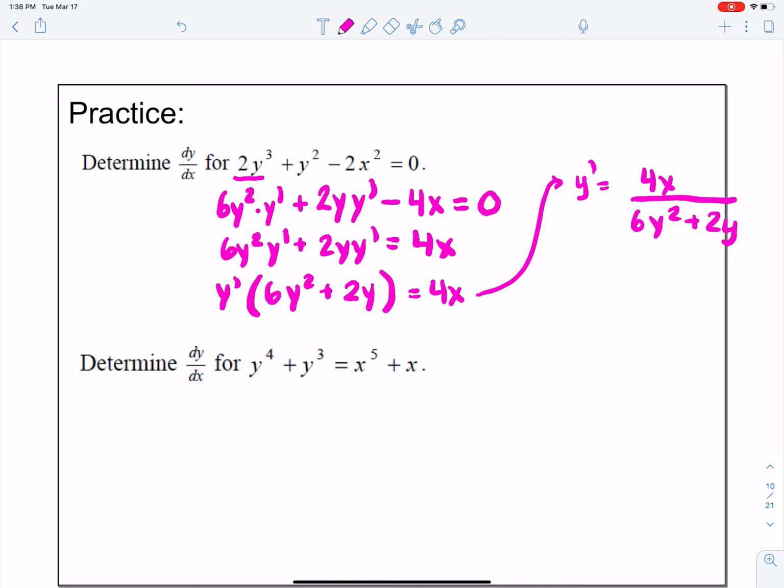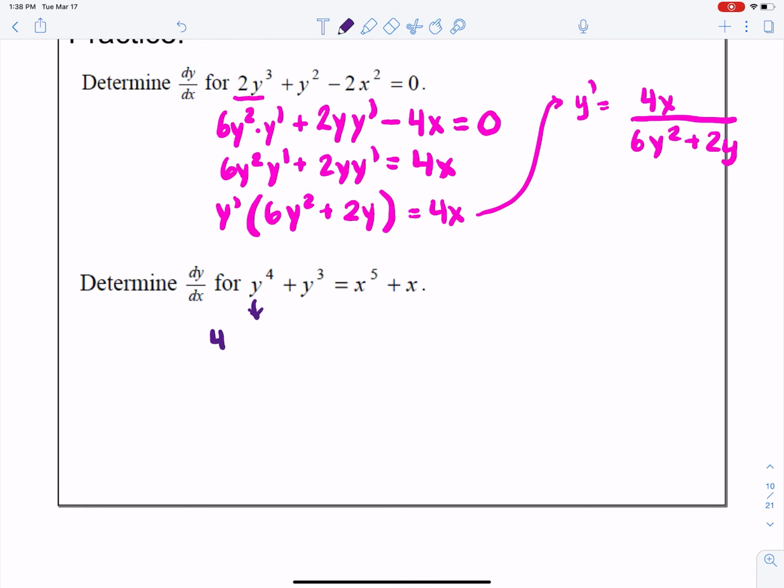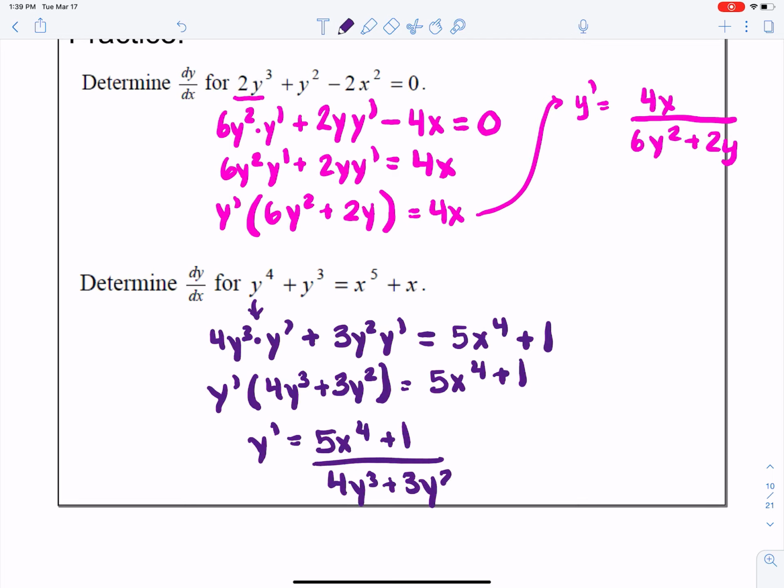So essentially, anytime you're doing the derivative of a y term, you need to have a y prime in there because y is a function of x. Okay, derivative of y to the fourth, 4y cubed. Derivative of y is y prime, plus the derivative of y cubed is 3y squared y prime, equals the derivative of x to the 5 is 5x to the fourth plus the derivative of x is 1. You'll notice that the y prime terms are already grouped on the left. We factor out the y prime, write what's left over, and then our last step is to divide. y prime equals 5x to the fourth plus 1 divided by 4y cubed plus 3y squared.